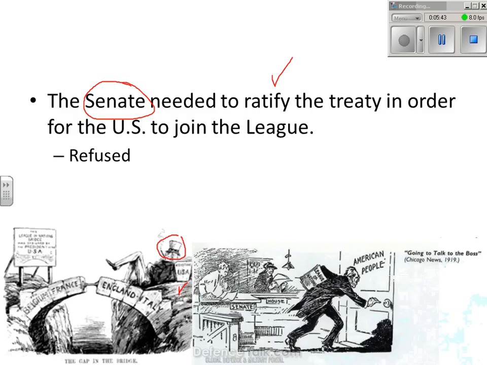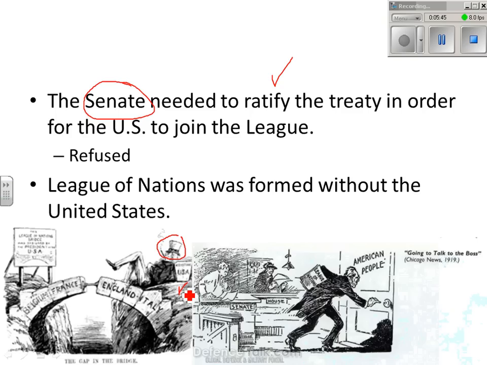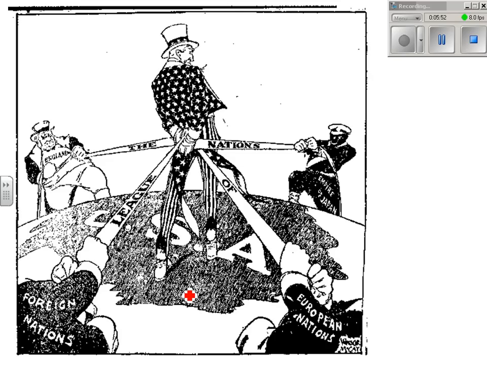It's not going to work if you don't have that most powerful country, right? And then the other picture, right, is obviously the League of Nations becomes formed without the United States because the Senate doesn't ratify it. But here's the other picture, right? This is kind of what the Senate was afraid of. They were afraid that if the United States got involved, they were now going to be involved in world conflicts, whether they wanted to or not. They'd be forced to get involved.